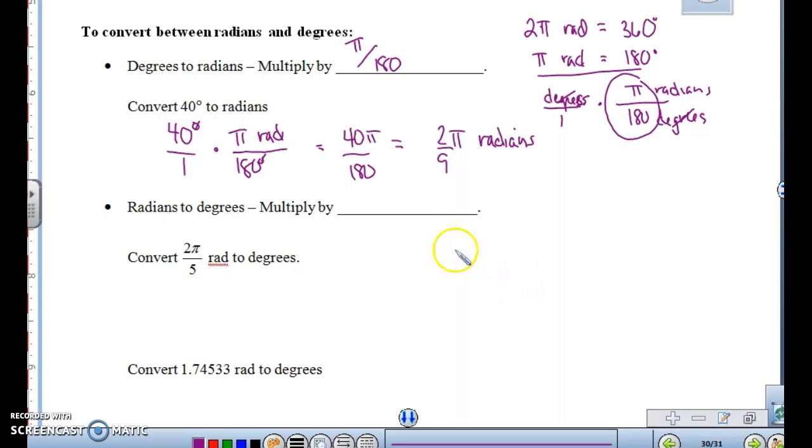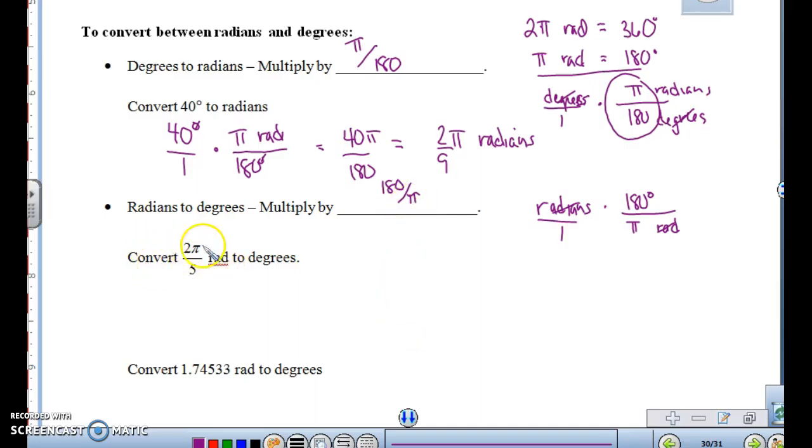Now, what if we want to go from radians to degrees? Well, we start out with radians, and if we want radians to cancel, we would have to put radians down here. So it would be pi radians is 180 degrees. Radians cancel radians, and we're left with degrees. That's what we want. So we multiply by 180 over pi. To get that to cancel, the radians would have to be in the denominator. 180 degrees is pi radians.